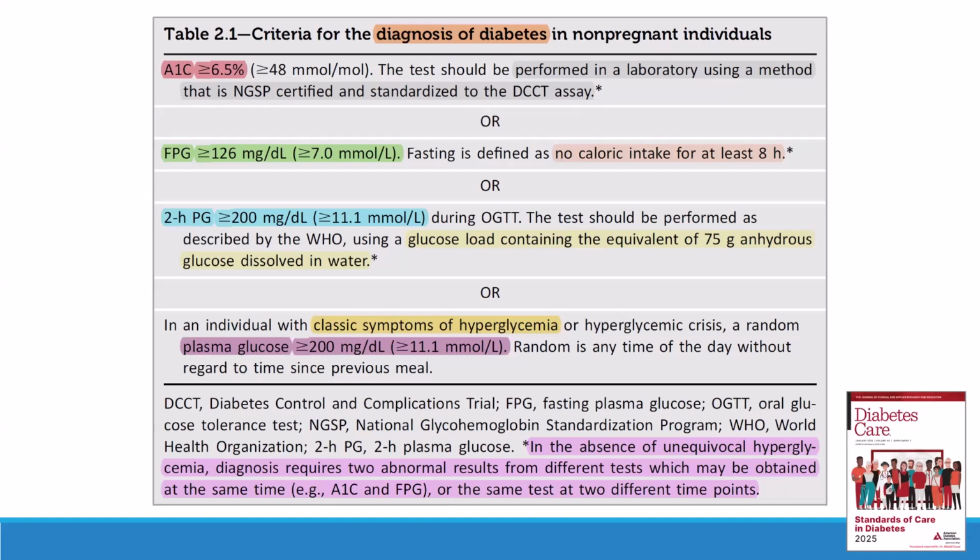We should repeat another test, either hemoglobin A1C or fasting. One abnormal result is not diagnostic except random with classical symptoms or hyperglycemic crisis, for example.